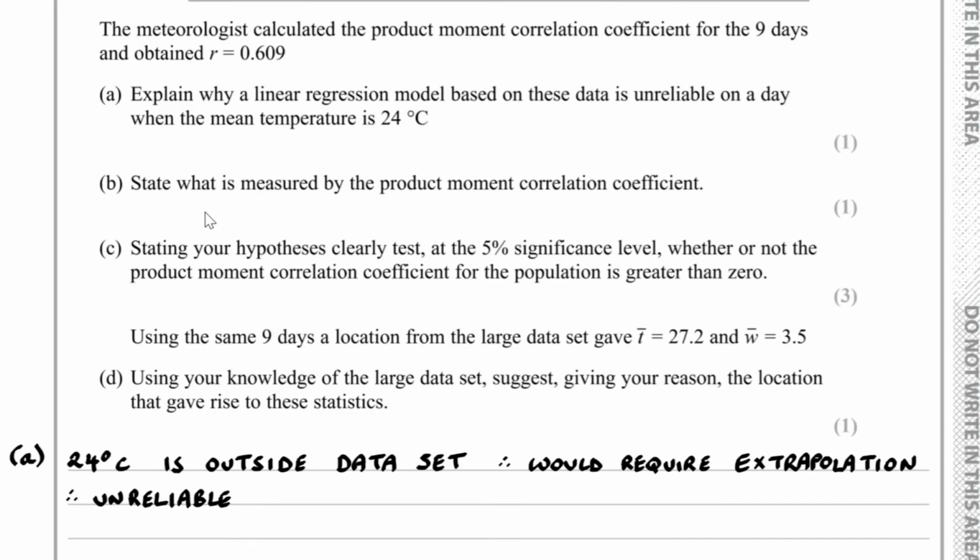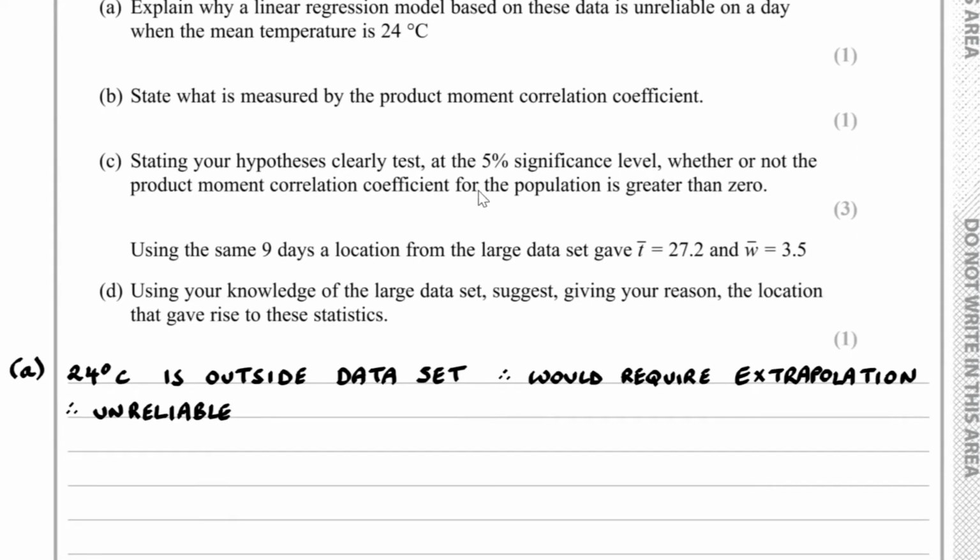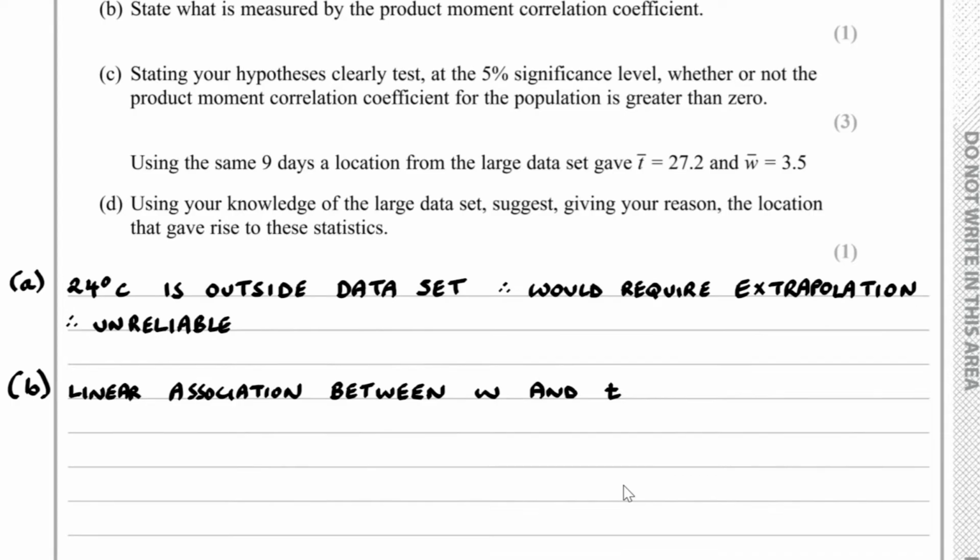And then for part B, we have to state what is measured by the product moment correlation coefficient. Well, in the context of this question, it represents the linear association between W and T. And then for part C of the question, stating your hypotheses clearly, we have to test at the 5% level of significance whether or not the product moment correlation coefficient of the population is greater than 0. So for part C, we've got H0, where rho is equal to 0, no correlation, and our alternate hypothesis H1, that's when rho is greater than 0, because we're testing whether the PMCC for the population is greater than 0.